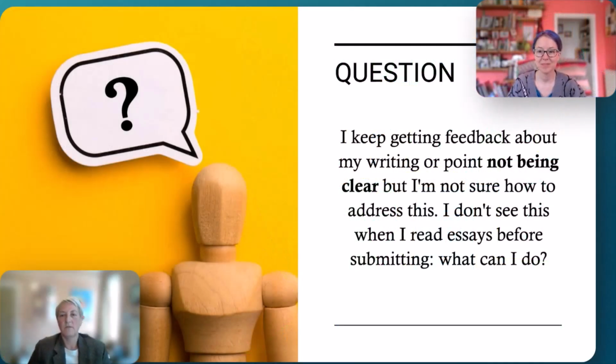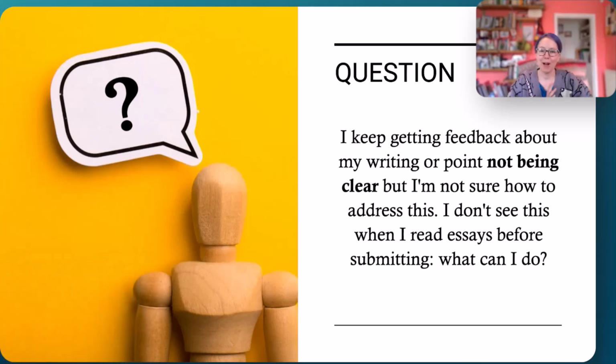So this question is, I keep getting feedback about my writing or point not being clear, but I'm not sure how to address this. I don't see this when I read essays before submitting. What can I do? So I'll have to admit, first of all, that this is one of those bits of feedback that can sometimes appear on writing that bothers me. Because when a marker says that your point or your writing isn't clear, that's actually a really unclear comment to make. Because writing can be not clear in so many different ways. So if you're consistently getting feedback that your point or your writing isn't clear, it does indicate something needs to be done. But the steps you take to resolve that might be a bit different depending on that definition of what isn't clear.